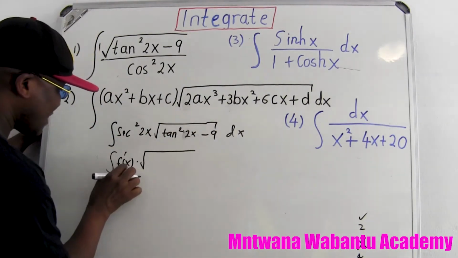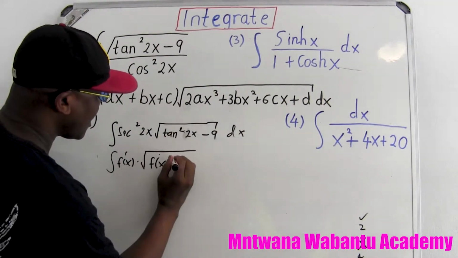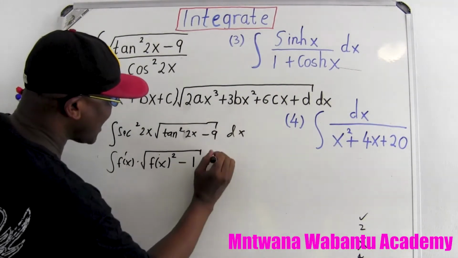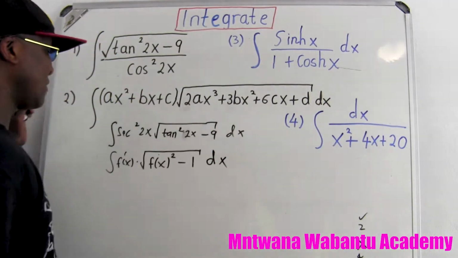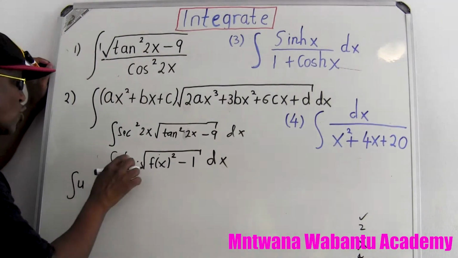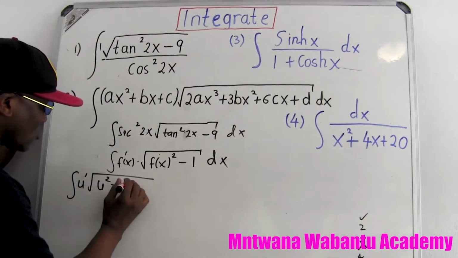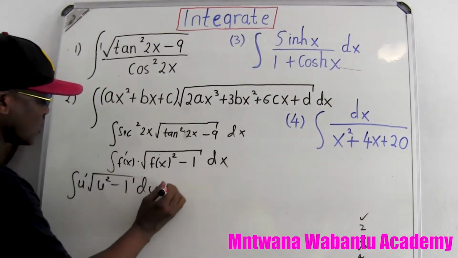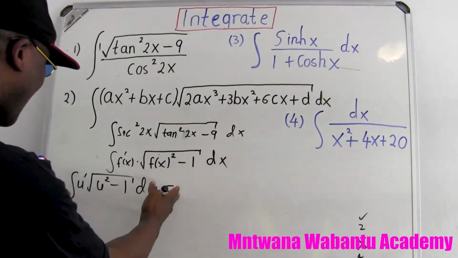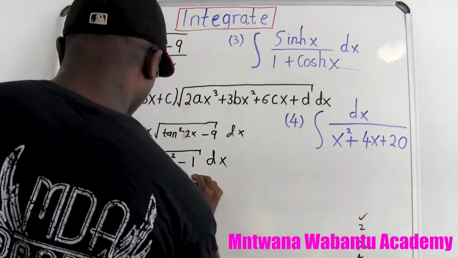So if this is f derivative, it's going to be f prime, and this is just f, let's say f squared minus 1, and then dx. Or if you don't want to write it like this, I can say integral, let's use u. Let's say u prime over square root of u squared minus 1, du. If you know this one, it's going to be very easy for you to solve this part. Then I'm going to say 1 over 2, and then u.